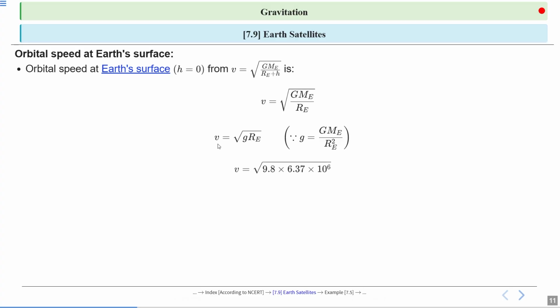So let's substitute the values for g and Re into our equation. We have g equal to 9.8 meters per second squared. Re is equal to 6.37 × 10⁶ meters. So v is equal to, solving this, you will get 7.9 kilometers per second. This is the speed an object would need to maintain to orbit the Earth right at its surface, which is quite fast.